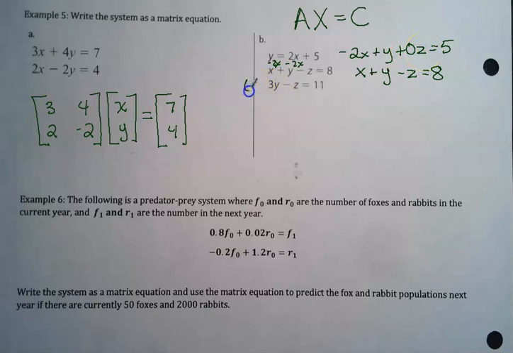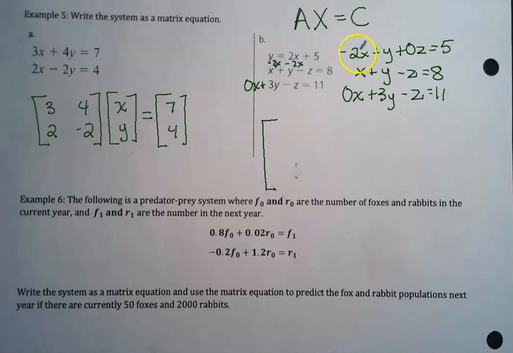The same way here, we're going to insert a 0x plus 3y, so 0x plus 3y minus z equals 11. So now they all have an x, a y, and a z. Okay, so now we can write our matrix equation.